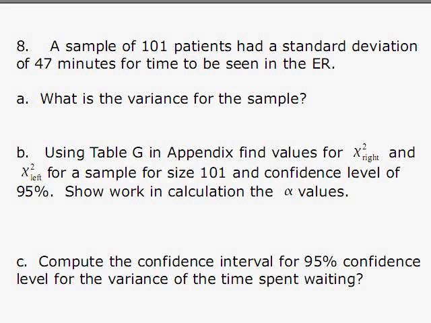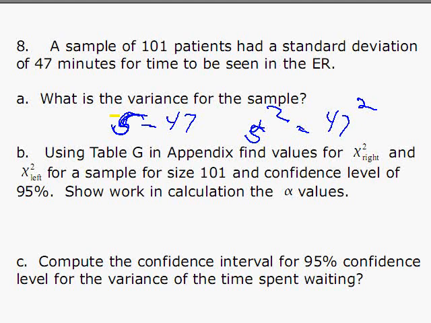And then you can work out a sample problem. So here's a sample of 101 patients. That means your degrees of freedom will be 100. And you know the standard deviation for this sample is 47 minutes. What's the variance for the sample? Okay, this is a little tricky question. The standard deviation is 47. Fine. The variance is 47 squared. Actually, I should have used S. I'm sorry. S. And then the variance is S squared.